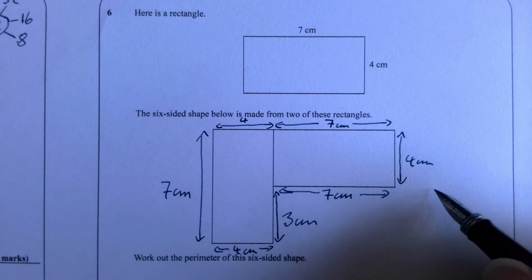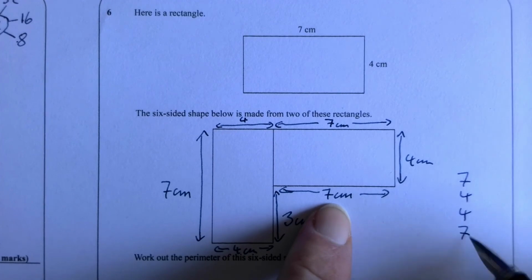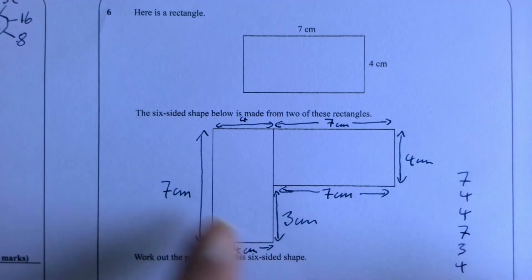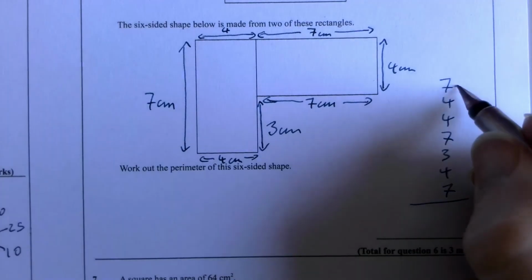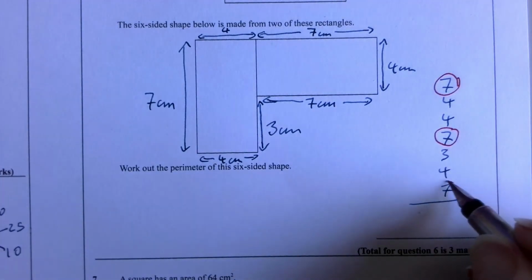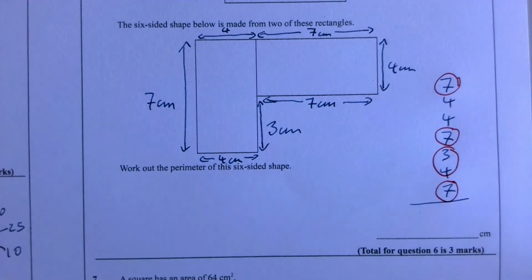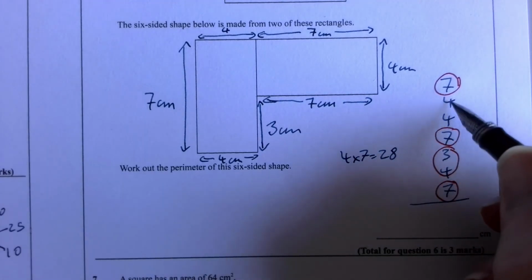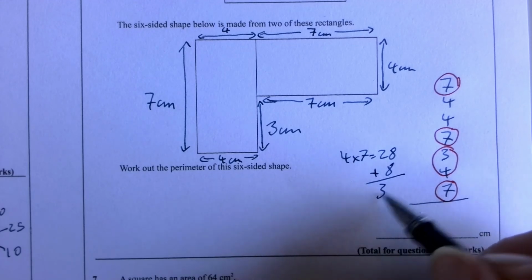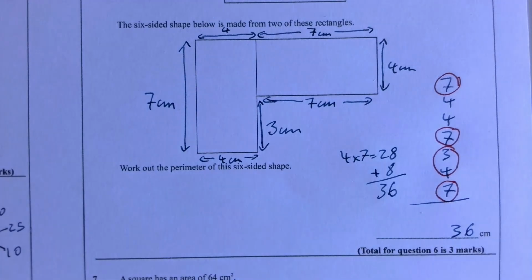So now we just need to do 7 and a 4 and a 4 and a 7 and a 3 and a 4 and a 7. Add all of those up. Actually, I'm thinking there's a lot of 7s going on here. I've got 1 7, 2 7s, 3 7s, 4 7s. 4 times 7 is 28, and then those two make 8, don't they? Add the 8 gets me 36 centimetres, and as long as you put that on the dotted line, your units are counted in.